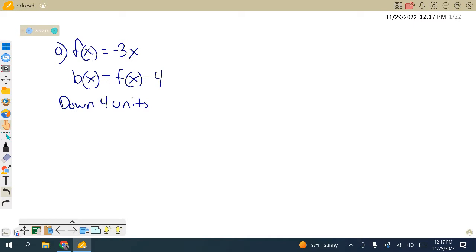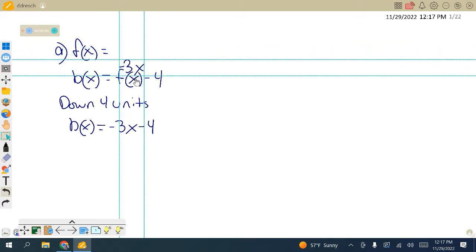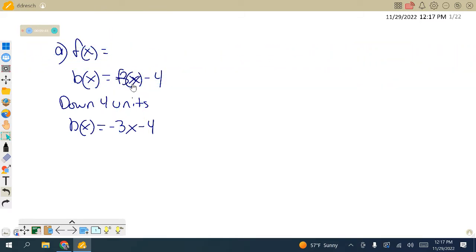So what we're going to have then for b of x, f of x was originally negative 3x. We're going to replace that out, and then we tack on the negative 4. Imagine you could come around, and I'll try to demonstrate that myself here. I'm going to substitute that in right there, kind of bump it out. And once I bump that out, then minus 4 just falls on down.